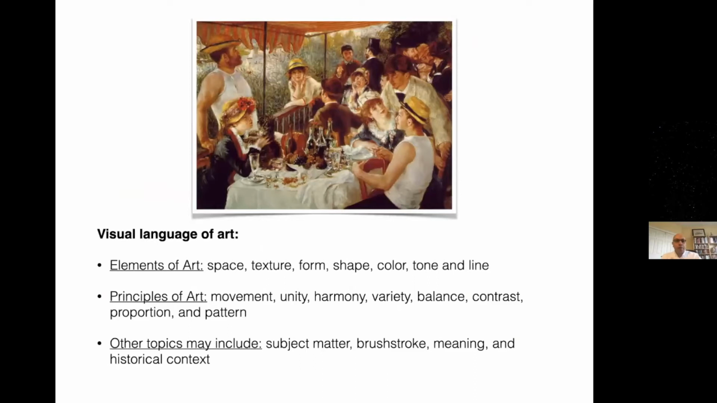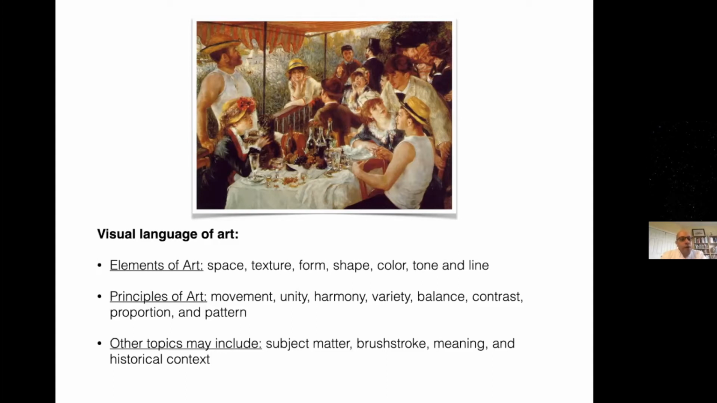But let me start with the basics: how artists talk about art. If you look at an artwork like this amazing Renoir painting, an artist doesn't look at this and tell you there are multiple people or people are eating food. Artists talk about elements of art: the space, the texture, the form, the shape, the color. Principles of art: the movement, the unity, the harmony, balance, contrast. Other topics like subject matter, brush strokes, meaning, historical context, social context. All these things are basically what artists talk about when they talk about art. Their least concern is things like object or scene classification, or generating a caption.